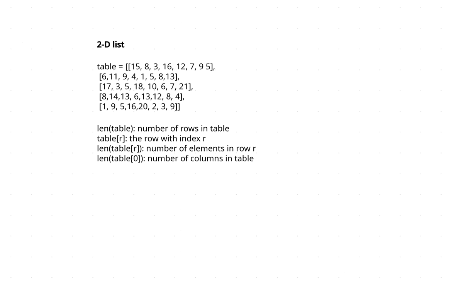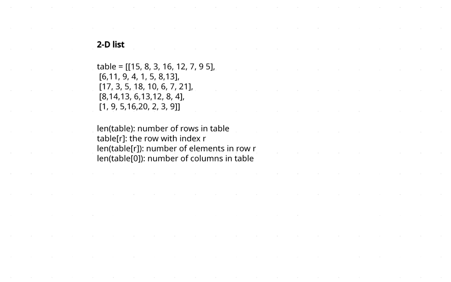And table bracket R is referring to the row with index R in that table. With an understanding of what table bracket R means, you can infer that length table bracket R is asking for the number of elements in row R, and length of table bracket 0 is showing the number of columns in the table. This is because, as we said before, 2D lists have sublists with the same length, so the length of any row inside it indicates the number of columns of the table.